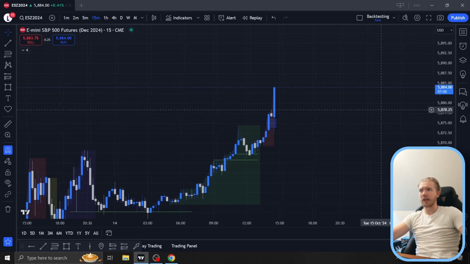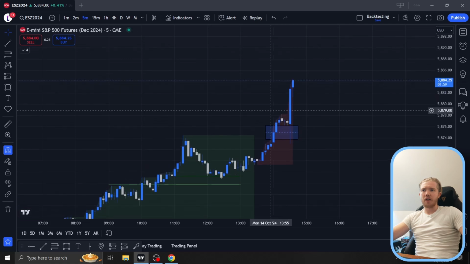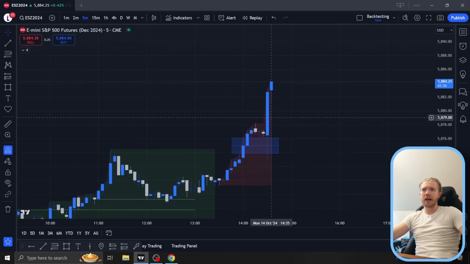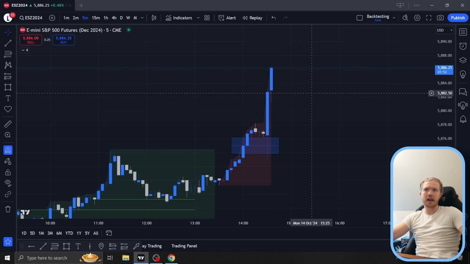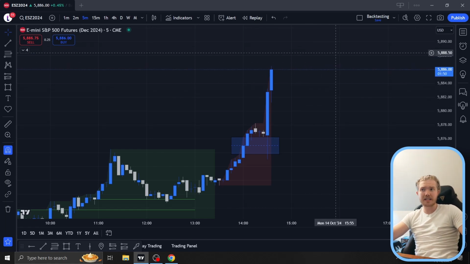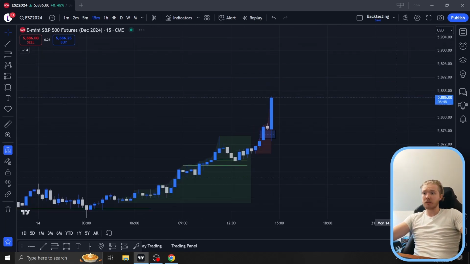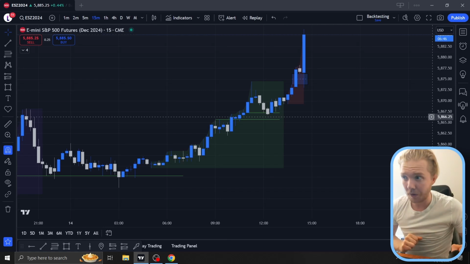So I'd be looking at how this 5-minute fair value gap's formed. Okay, how do we sit up here? Do we consolidate to some extent, drop down, and then we start going back up towards the highs, something like that? At the moment, clearly, order flow is just bullish.